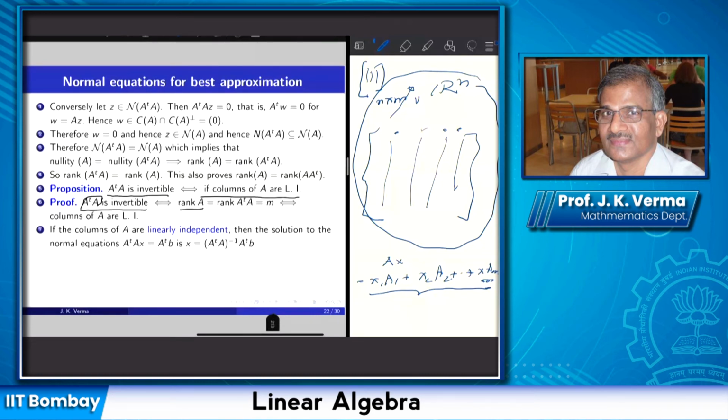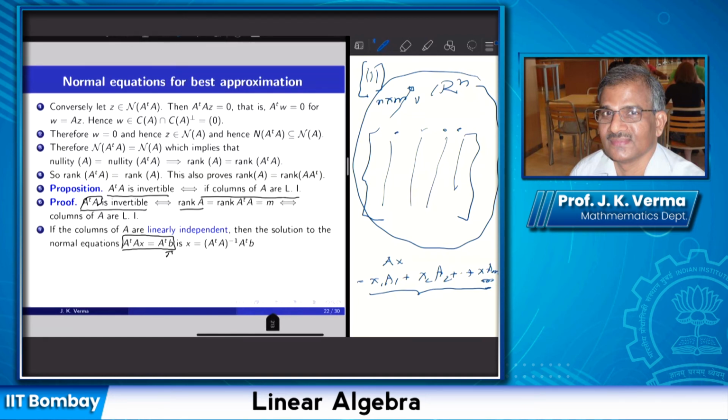Our normal equations were these: A transpose AX equals A transpose B. To find the best approximation of B in the column space of A, which is AX, we have to solve these normal equations: A transpose AX equals A transpose B.